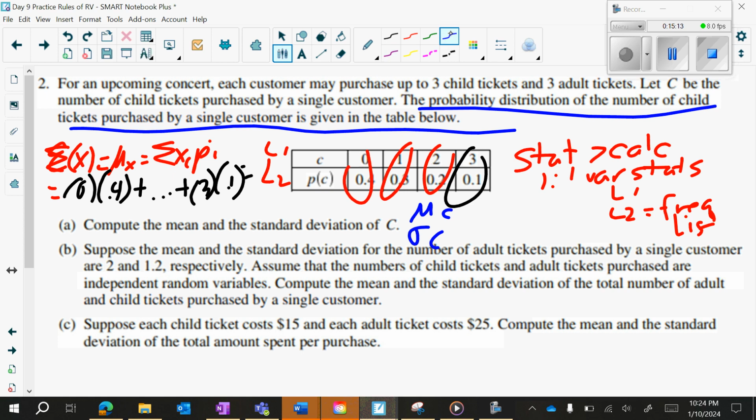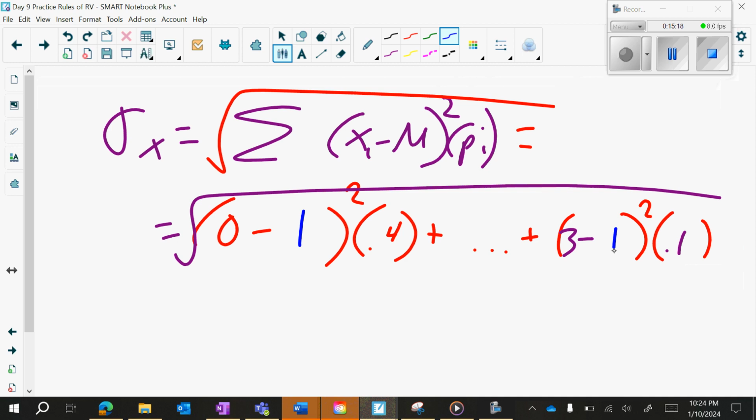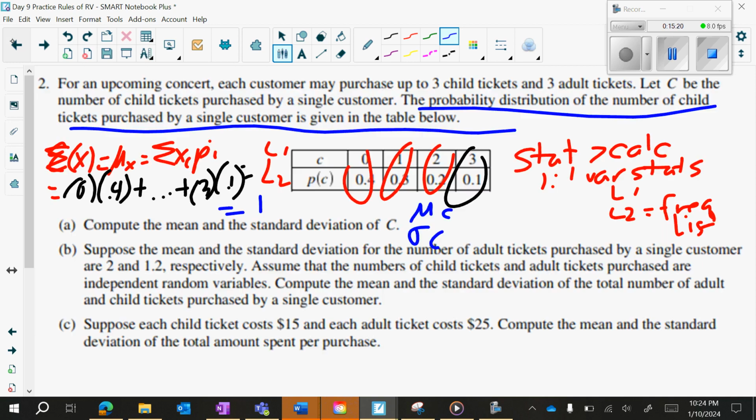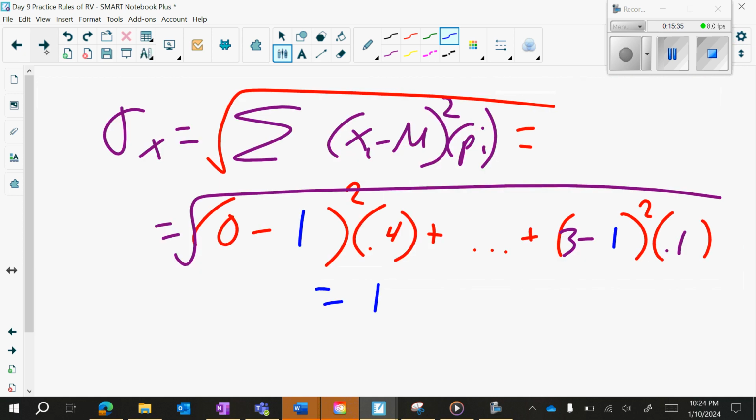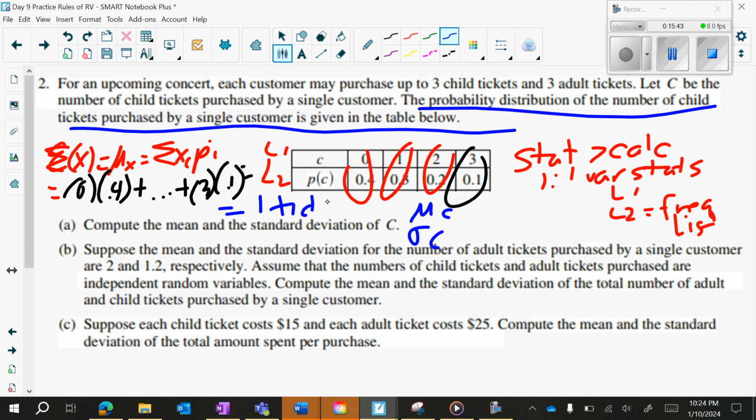So when I did this, I got a mean of 1, and I got a standard deviation of 1 as well. So this means that if we took many customers, we can expect that each customer will purchase about 1 child ticket, and that number will deviate from the mean by 1 ticket. Okay, so we should put ticket in. So the mean is 1 ticket per customer, and this deviates from the mean on average by 1 ticket. So that's part A. This is review.